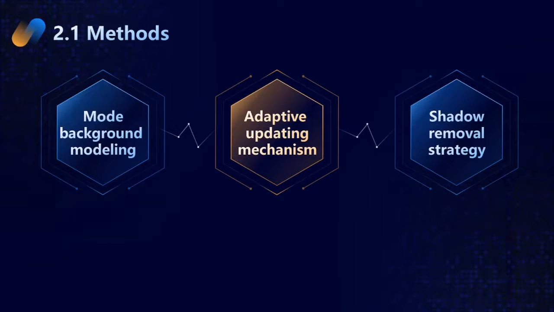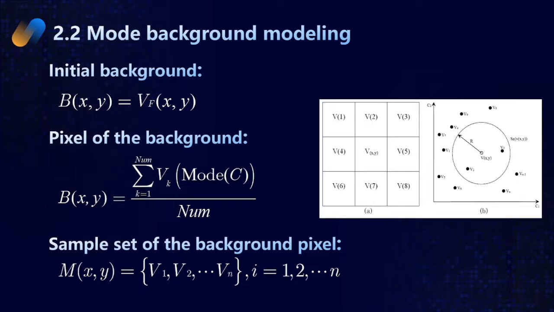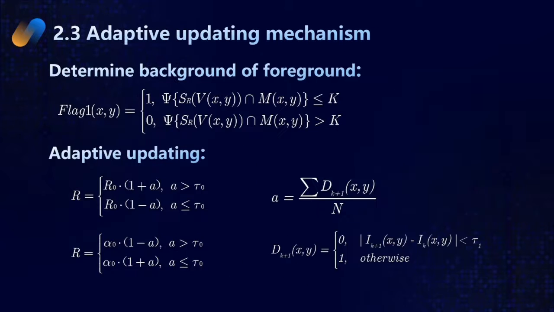Our research method includes mode background modeling, an adaptive updating mechanism, and a shadow removal strategy. First is the mode background modeling. The initial background selection is the first step in the ViBe-based method. In general, the ViBe method uses the first frame as the initial background. The basic idea is that a few previous frames are used to obtain the background model. The pixel value is calculated by this equation. When the sample set of all the pixels in the background is obtained, a background model is set up.